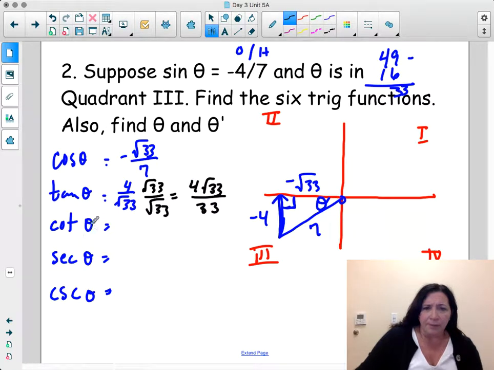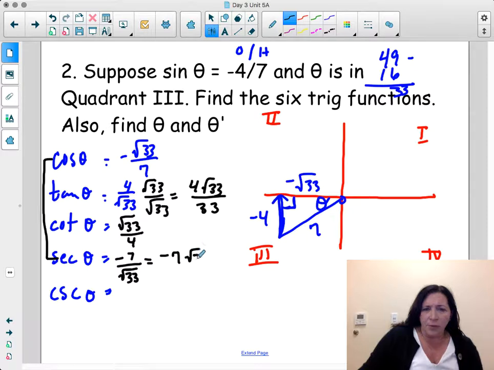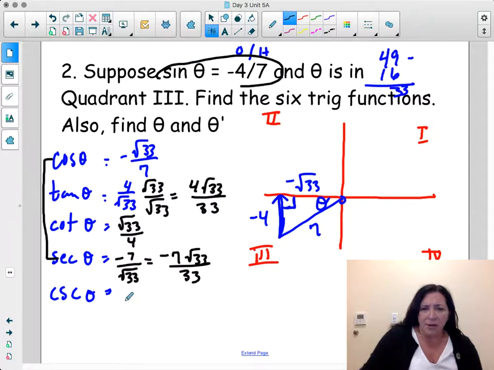And that's my answer. Now, cotangent is the reciprocal of tangent. So that's going to be a little nice one. So 33 over 4. Secant is the reciprocal of cosine. So that's going to be negative 7 over root 33. Again, don't leave that down there. So you have negative 7 root 33 over 33. And cosecant being the reciprocal of sine was up here, so that's going to be negative 7/4.